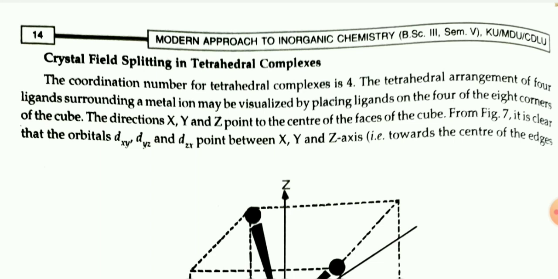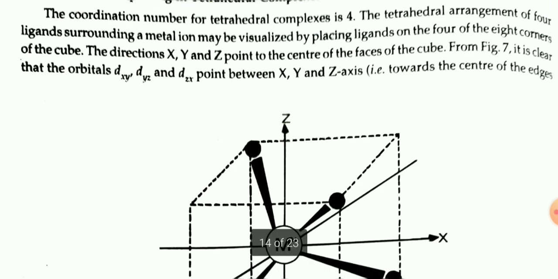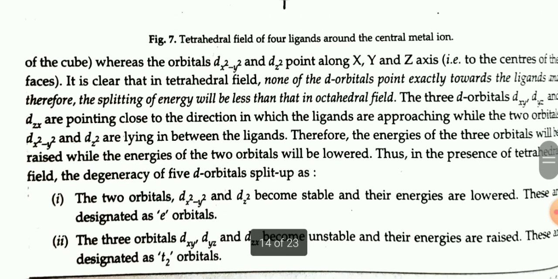From figure 7, it is clear that the orbitals dxy, dyz and dzx point between the x, y and z axes, that is, towards the center of the edges, whereas the orbitals dx square minus y square and dz square point along the x, y and z axes. It is clear that in a tetrahedral field none of the d orbitals point exactly towards the ligands, and therefore the splitting of energy will be less than that in an octahedral field.